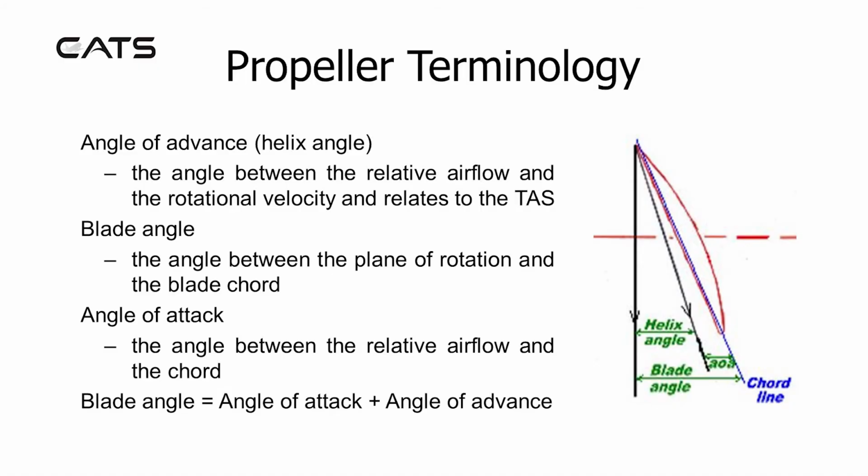Propeller terminology. Angle of advance, or helix angle, is the angle between the relative airflow and the rotational velocity, and relates to the true airspeed. Blade angle is the angle between the plane of rotation and the blade chord. Angle of attack is the angle between the relative airflow and the chord. So you can make a formula: blade angle is equal to angle of attack plus angle of advance.